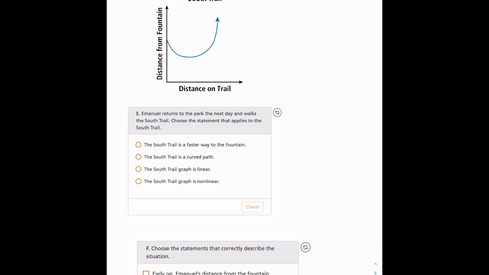It's just distance. The South Trail is a curved path. Well, we don't know that either. We just know that his distance from the fountain gets a little bit less and then starts to increase. We don't know if that's from a straight line or a curve. The graph is curved, but we don't know about the South Trail. The South Trail graph is linear. We've already said that. It's not a linear graph. So it has to be the South Trail graph is non-linear.